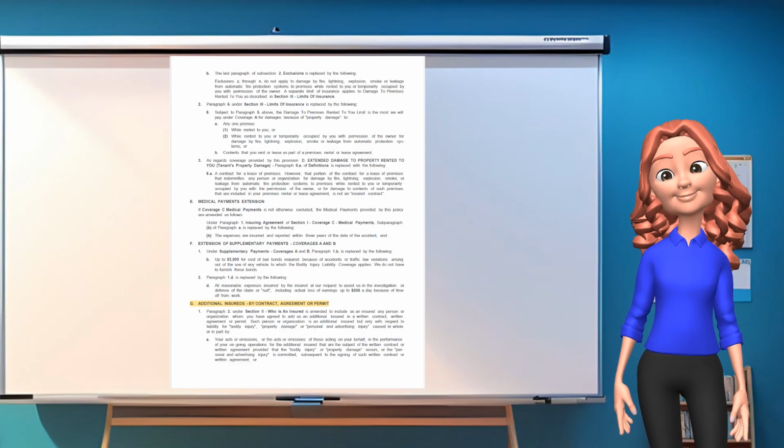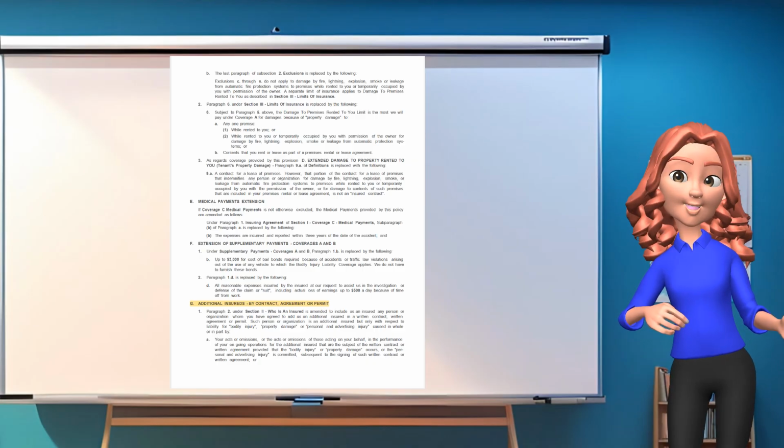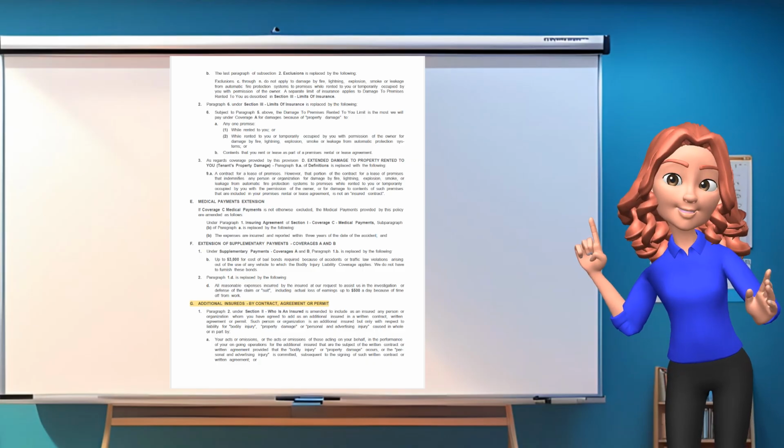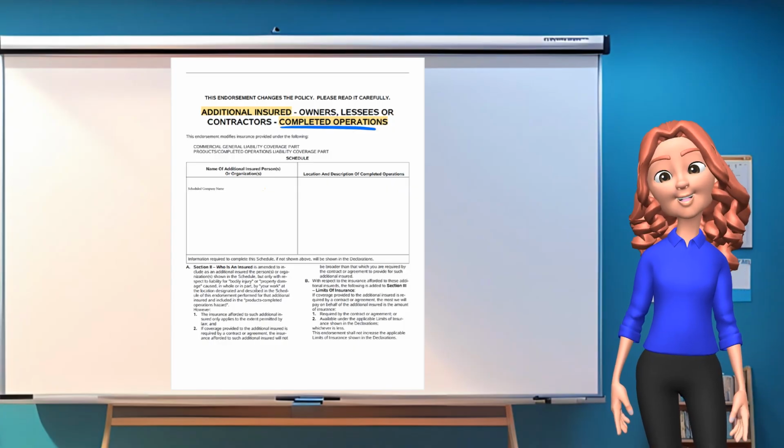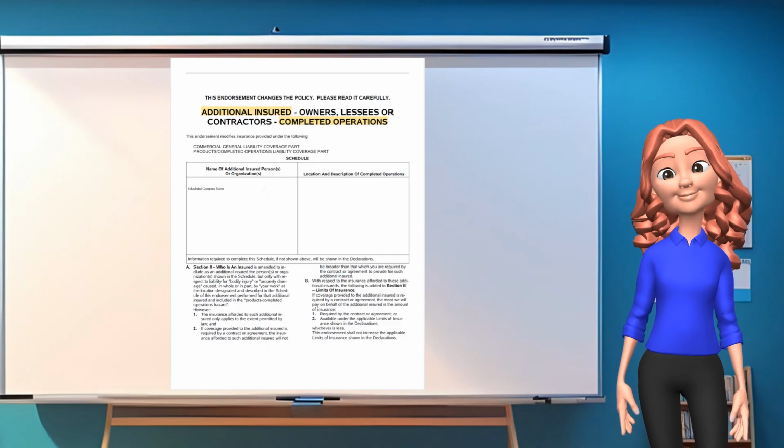For example, if you're a subcontractor and something you do causes damage on a job site, the general contractor may also be covered under your policy as an additional insured. You may also see additional insured with completed operations. This extends that protection even after your work is finished, in case something goes wrong later.